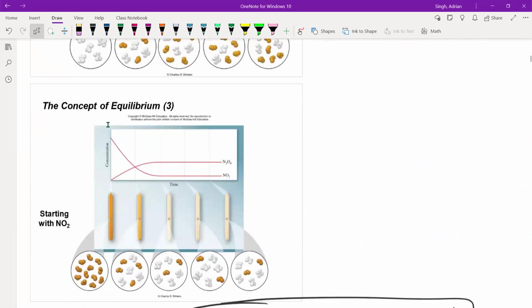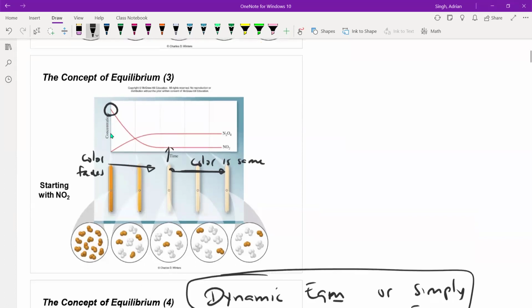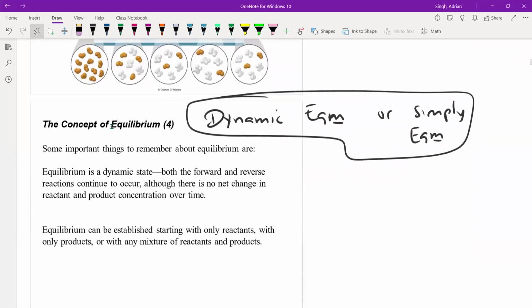So if we start with NO2, as shown over here, now the NO2 is the thing that has the brown color associated with it. So what happens then is the color fades, because all we have to begin with is the NO2, until eventually at this point here, we've established equilibrium. From this point onwards, the color is unchanging, and that tells us then that we've achieved equilibrium at that point. The rate in the forward direction is equal to the rate in the reverse direction.